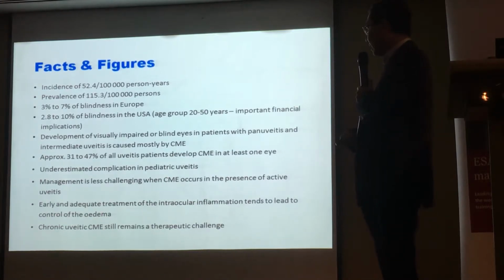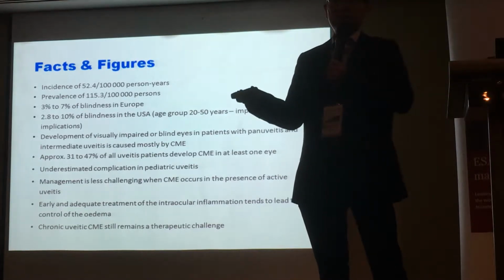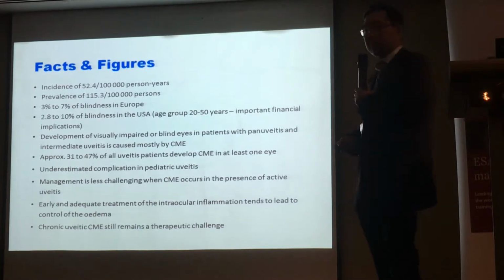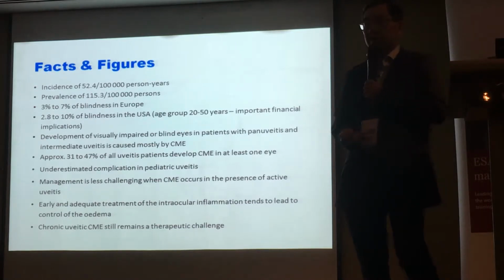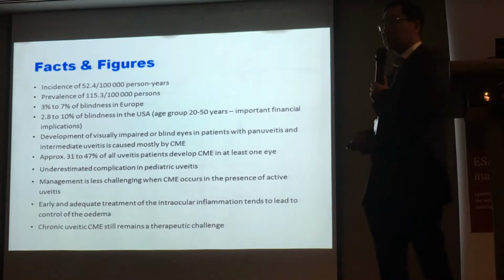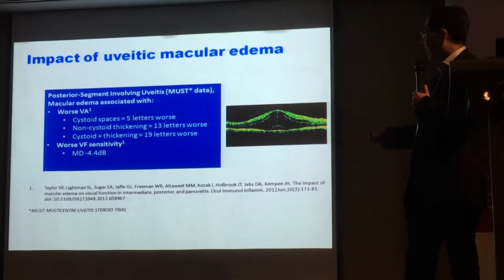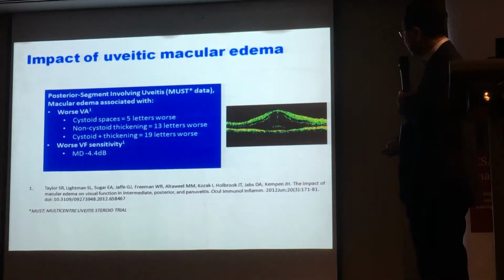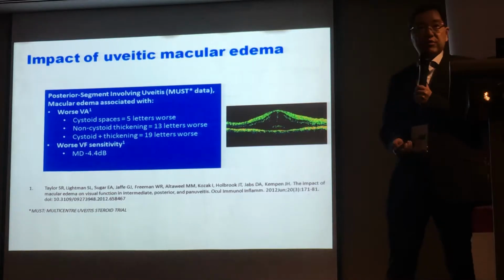And early and adequate treatment of inflammation is the mainstay. So if you don't treat the inflammation, no point treating the cystoid macular edema. Right? I think a little bit similar in principle with glaucoma. But really, there are some patients who are recalcitrant, so you can treat and treat and treat, but you can't get rid of the macular edema. The chronic type of uveitic CME is still the challenge. In the MUST trial, which is the multi-center uveitis steroid trial, if you have cystoid spaces, visual acuity was worse.